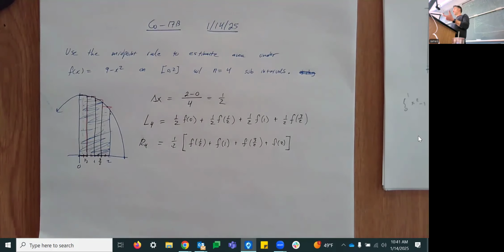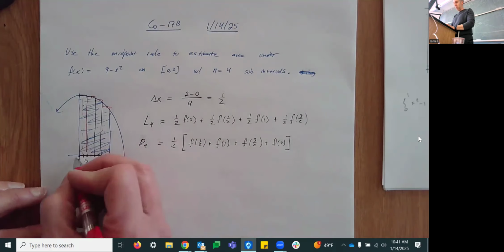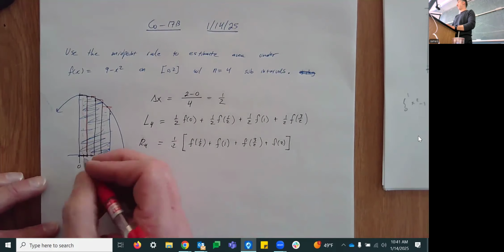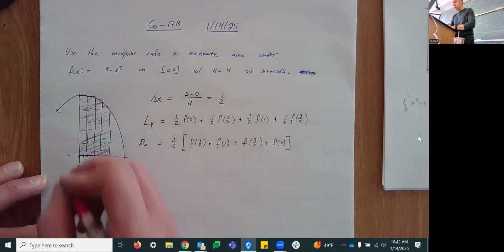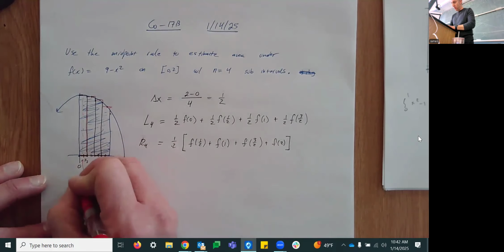I usually like to find the first midpoint. So between 0 and 1/2, the midpoint's going to be half of a half, which is a fourth. You can also think of it as the average of the two endpoints. The average of 0 and 1/2 is 0 plus 1/2 divided by 2, which is 1/4. So that's going to be 1/4.